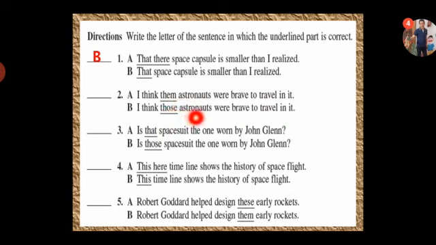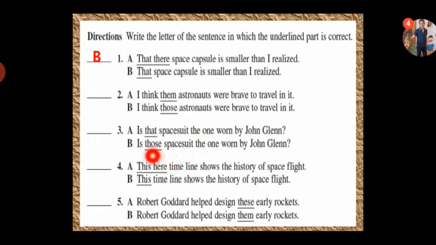Those astronauts. Because here "those" is a demonstrative adjective that describes astronauts. You know? So what's meant by astronauts? It means persons whose job involves traveling by spacecraft. Okay, number 3: "Is that spacesuit the one worn by John Glenn?"